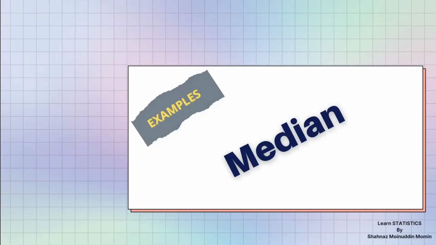In today's lecture we are going to study the examples on a measure of central tendency, median. In the previous lecture we have learned median in detail. In that lecture we have learned the definition of median and the different formulas for calculation of median for individual, discrete and continuous data. In this lecture we only consider the examples on median.